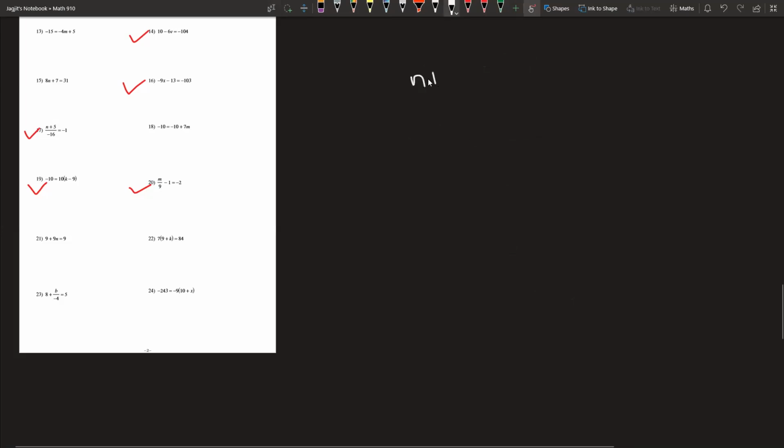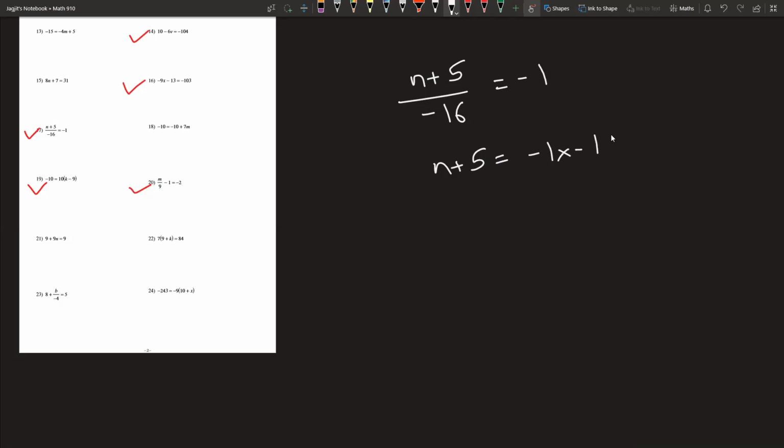We have n plus 5 divided by negative 16 is equal to minus 1. So we're going to cross multiply this first, guys. So it becomes minus 1 times minus 16. Now, guys, minus minus becomes plus, okay? And 1 times 16 is 16. So your n is just going to be plus 5. When it goes to the other side, it becomes minus 5. So your n is just going to be equal to 11. Did everyone get that?